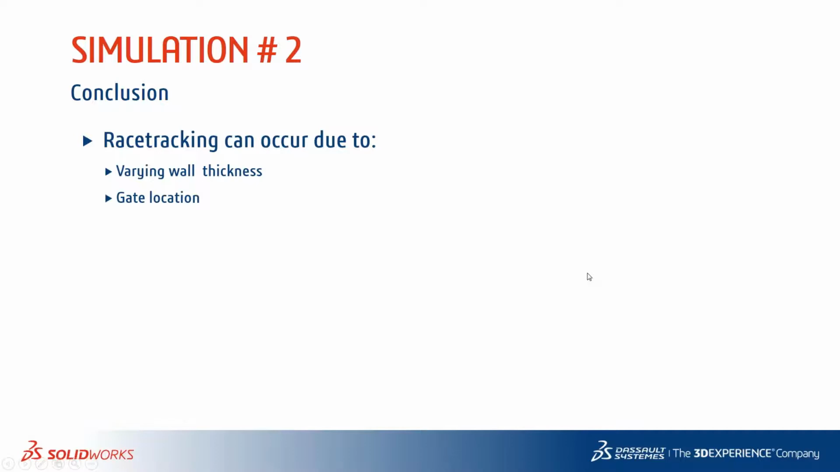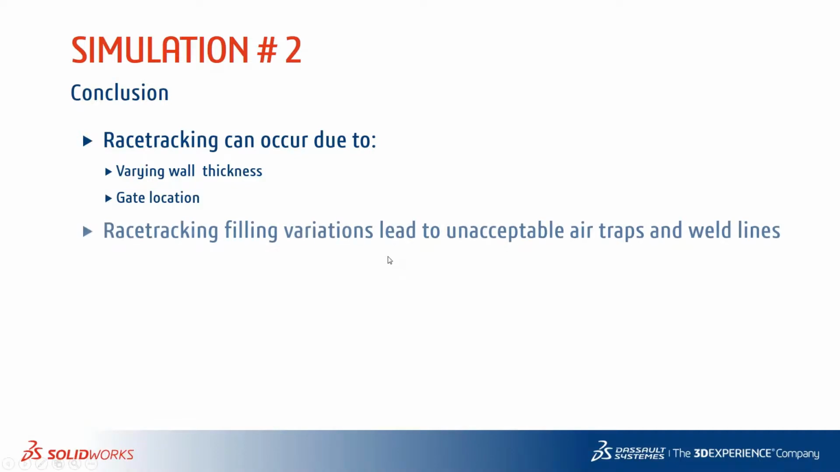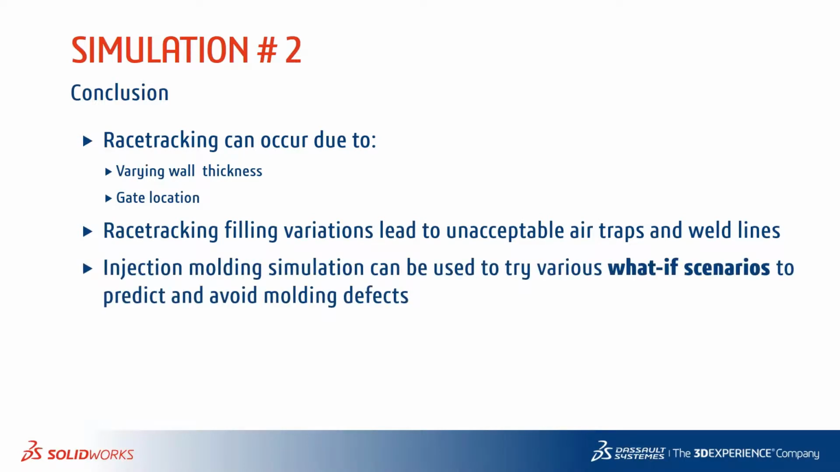So bottom line is race tracking can occur due to varying wall thickness as well as where you might actually gate the cavity. And the race tracking filling variations can lead to unacceptable air traps and weld lines. So injection molding simulation software can actually be used, as I showed you, to try out multiple gate scenarios. And it's a great way to understand and predict and identify errors, maybe common manufacturability issues upfront in the design process before you cut metal.